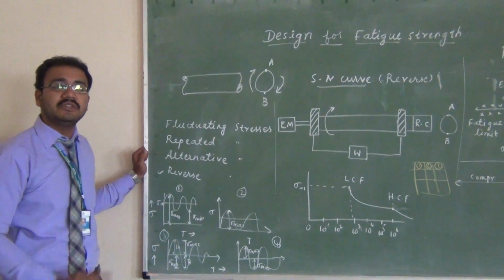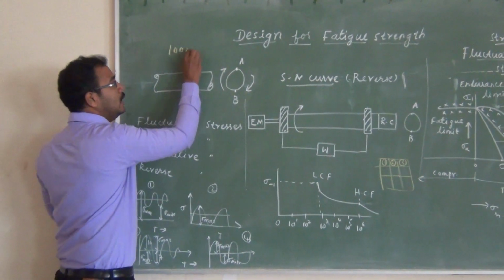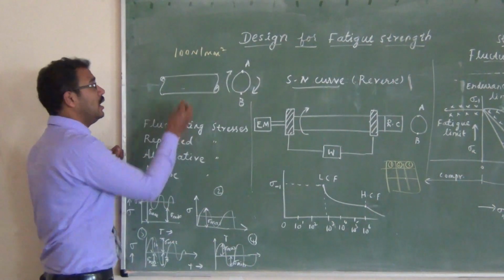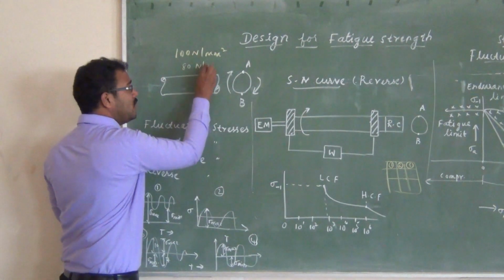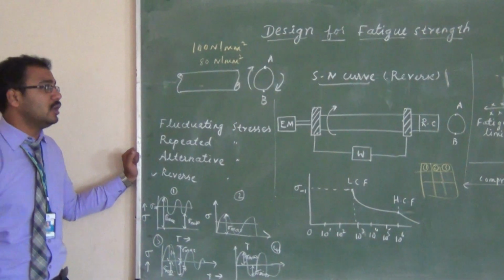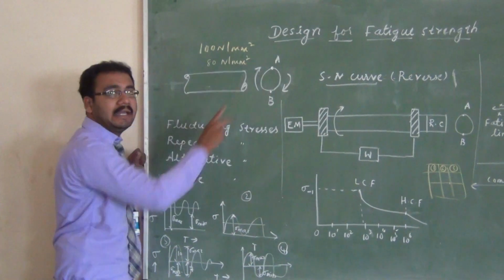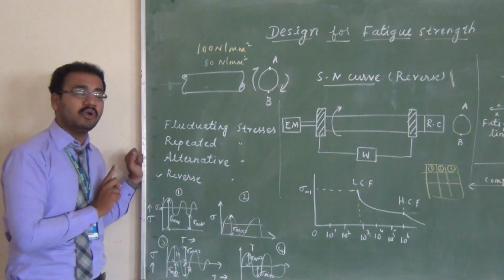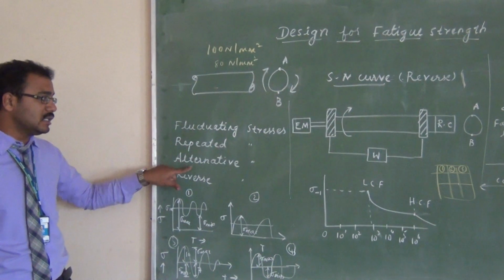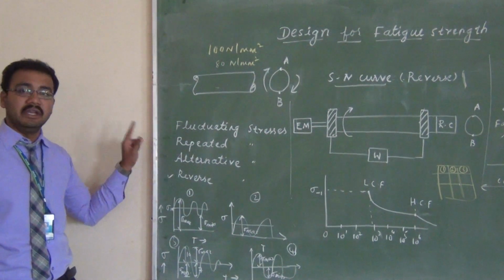Because of this tiredness, say the material has a yield strength of 100 Newton per mm square, the material can fail before it reaches the yield point, at 80 Newton per mm square. When we talk about these kinds of stresses, that is the repeated cycle stresses, we have four different cases. What are the four different cases? Fluctuating stresses, repeated stresses, alternating stresses and reversed stresses. The example I have explained here is the reversed stresses.